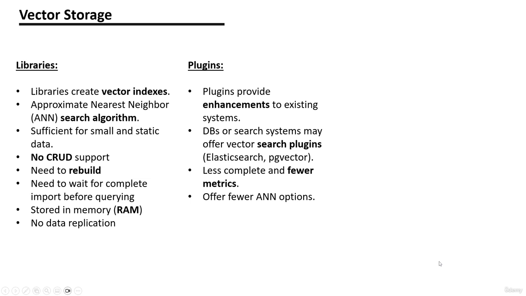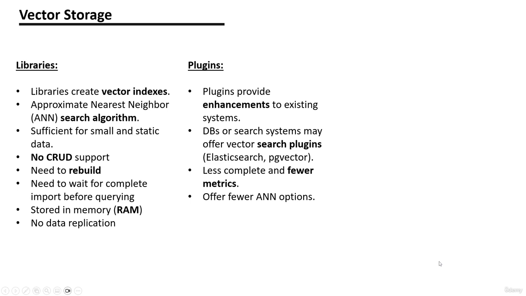On the other hand, there are also databases or search systems that offer vector search plugins, like Elasticsearch and pgvector. These plugins usually have fewer features and options for approximate nearest neighbor calculations.